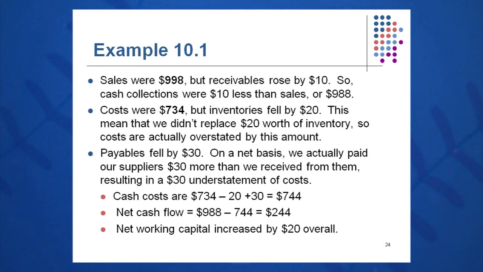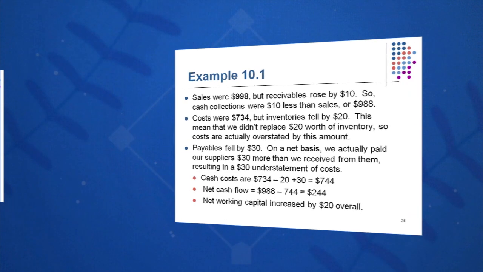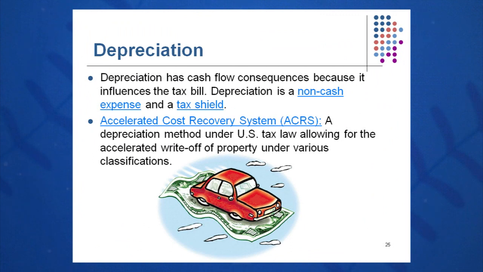So my cash costs are $734 minus the 20 of inventory that we didn't replace, plus the 30 of cost based on payables. So we get a cash cost of $744, and our net cash flow is $988 of net cash sales minus $744 of net cash cost, or $244 overall. Net working capital went up $20. We can also, again, do the same thing by doing OCF minus NCS minus CNWC, and that's exactly what we just did on that slide.